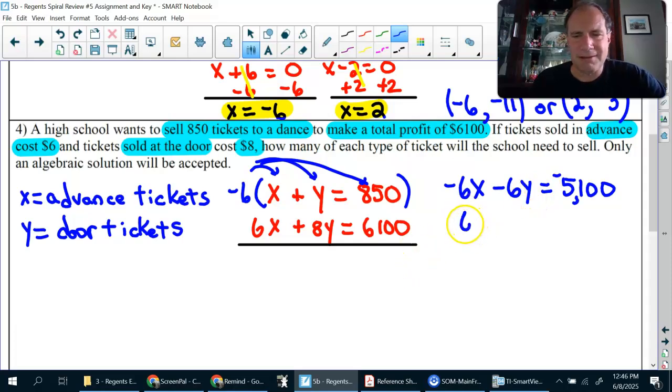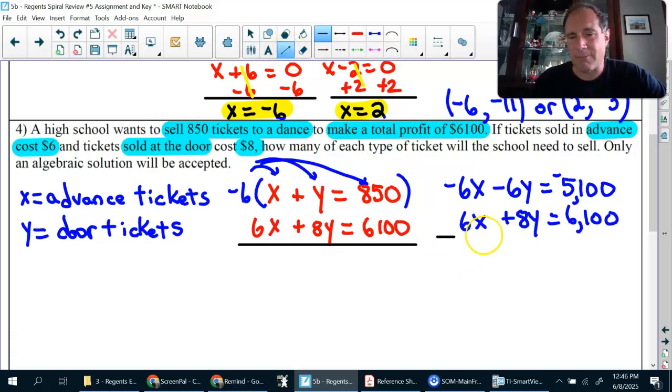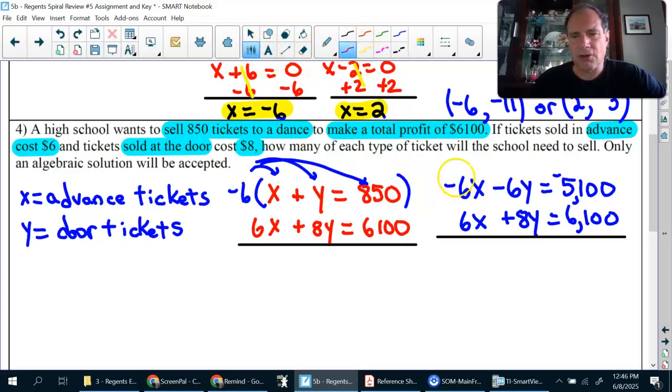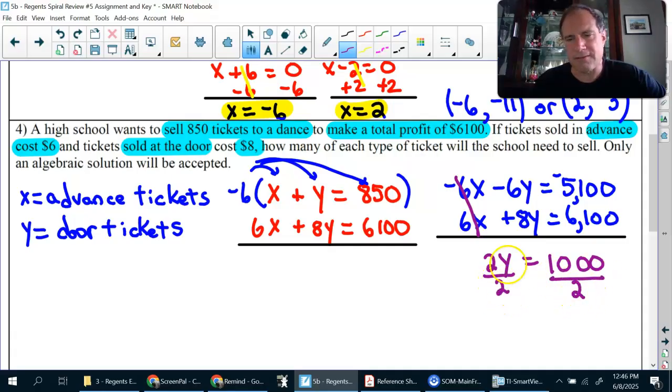Now, if it does become a negative, don't worry, because do you see this 6,100? That is going to make that positive. Now, if you divide and you come out with a negative answer, you did something wrong, right? Because there are no negative tickets. So this cancels, and then you have 2y. You're adding negative 6y plus 8y, that's 2y, and negative 5,100 and positive 6,100. When you combine them, that is 1,000. It's a positive. Notice that you have all positive values here.